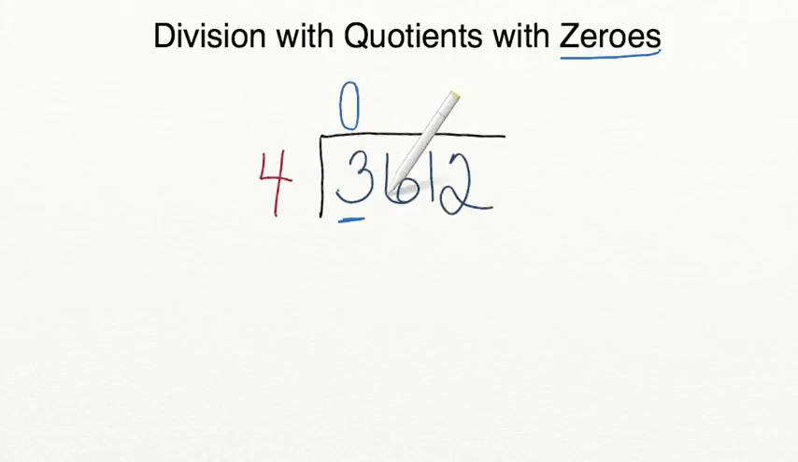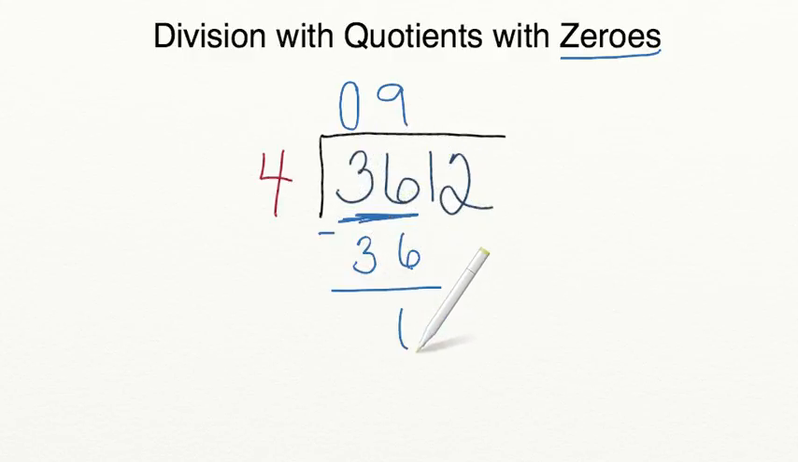Since 4 cannot fit into 3, we need to now move over to our next place value. How many times can 4 fit into 36? Well, 4 times 9 equals 36. So we're going to write 36 below, and then we're going to subtract down, and that gives us 0. Now we're ready to go ahead and move down our next place value.